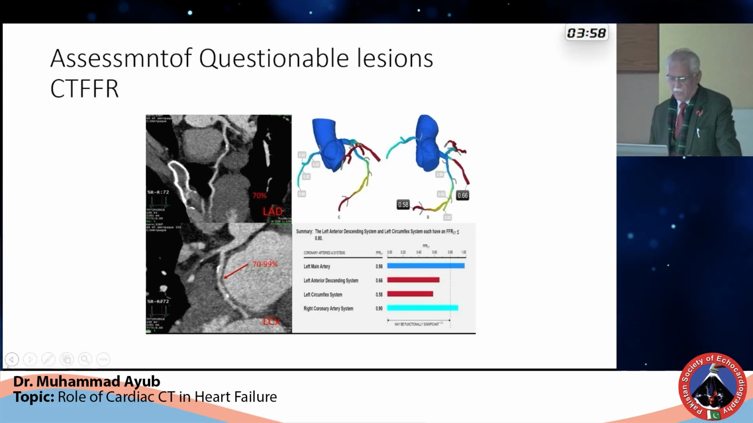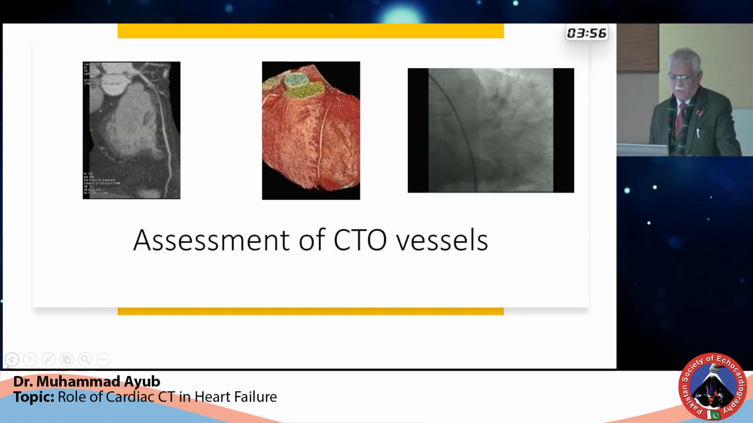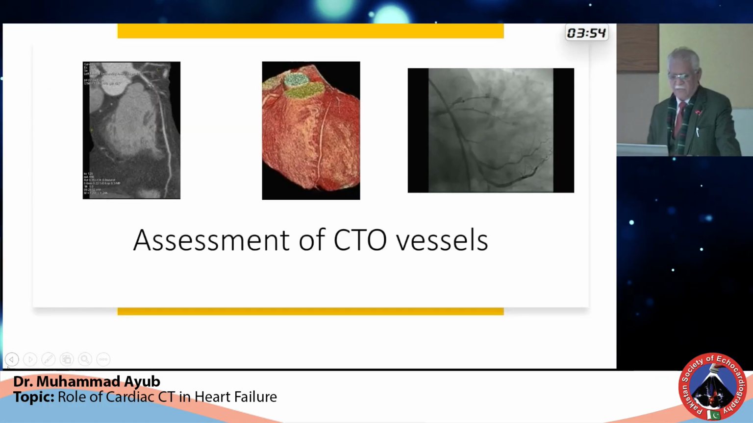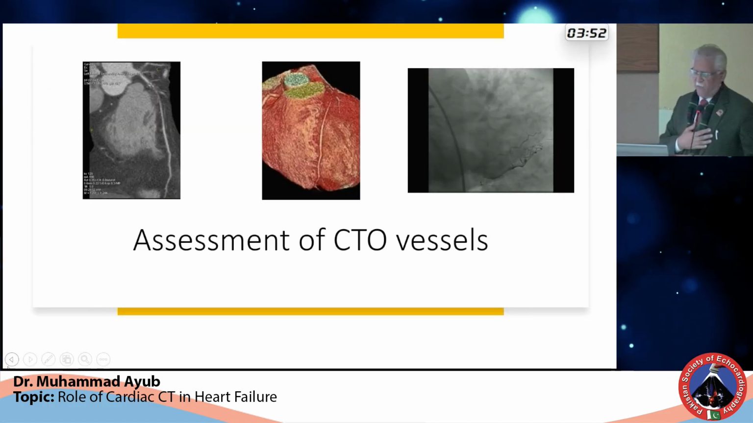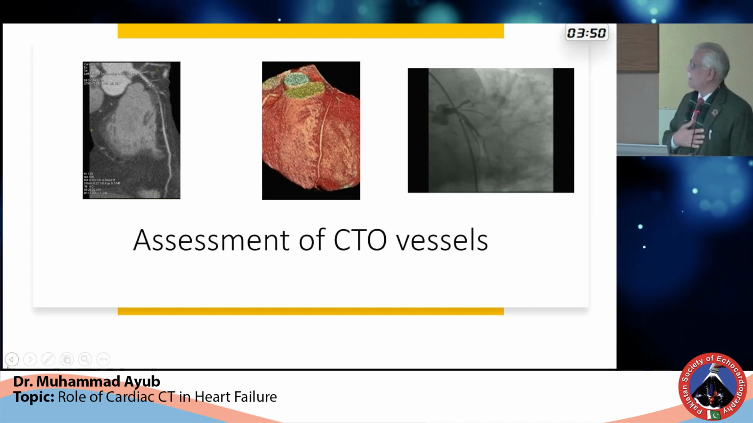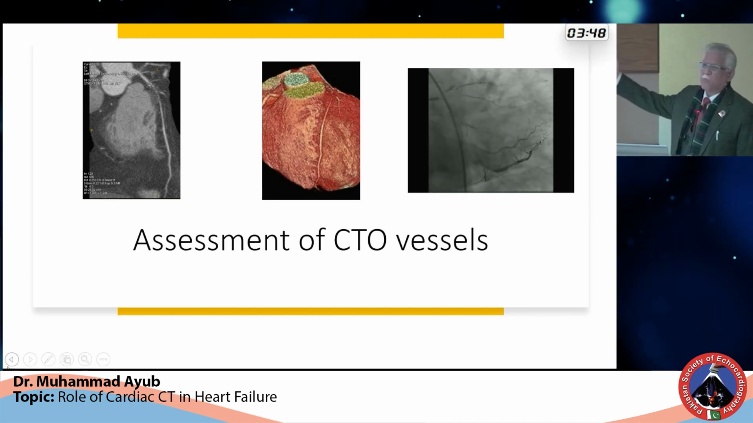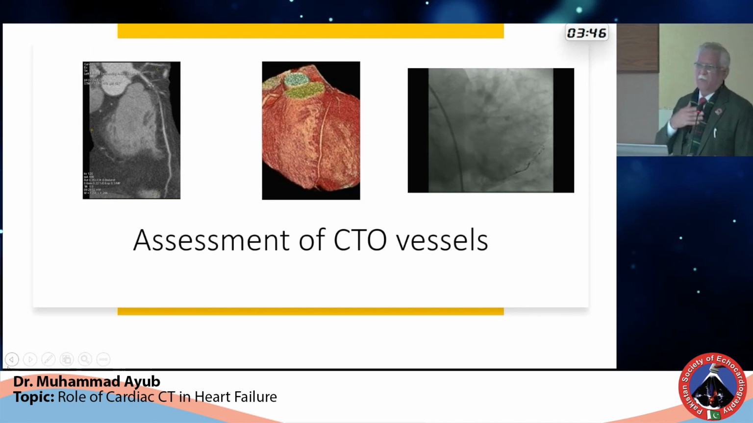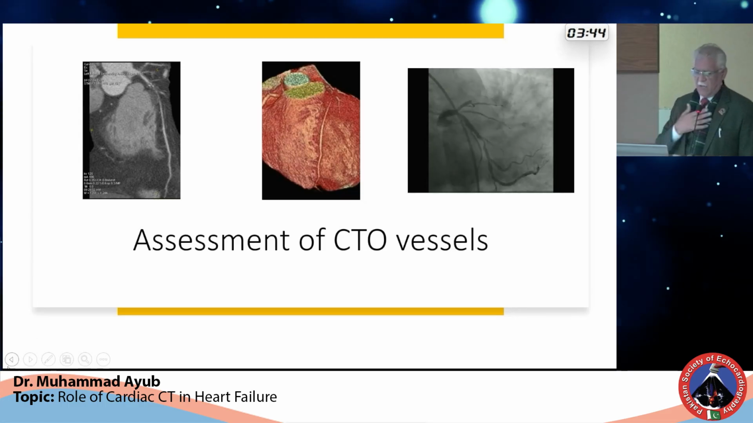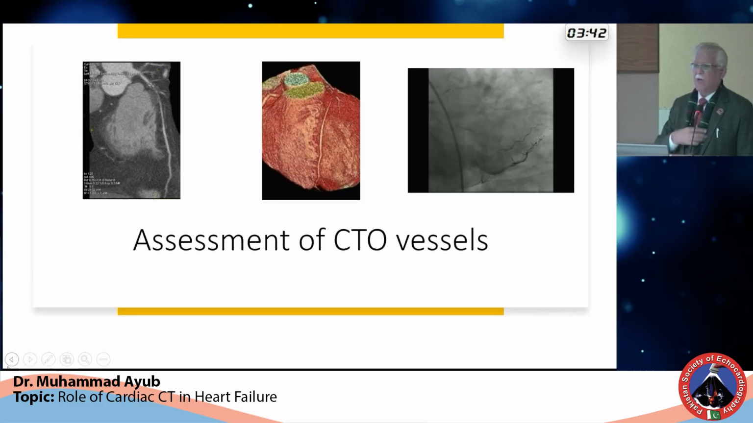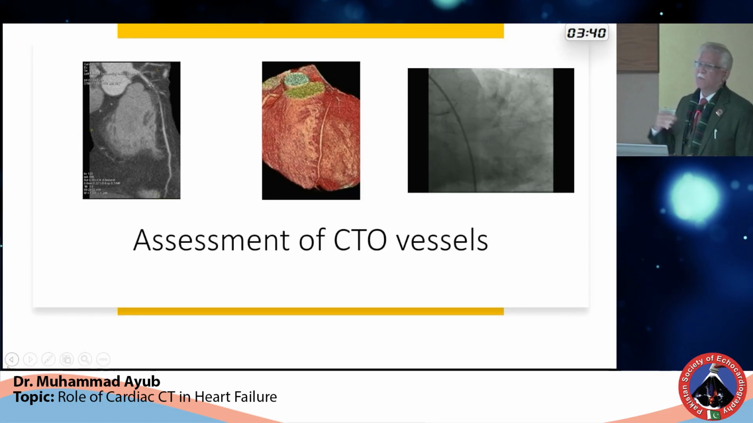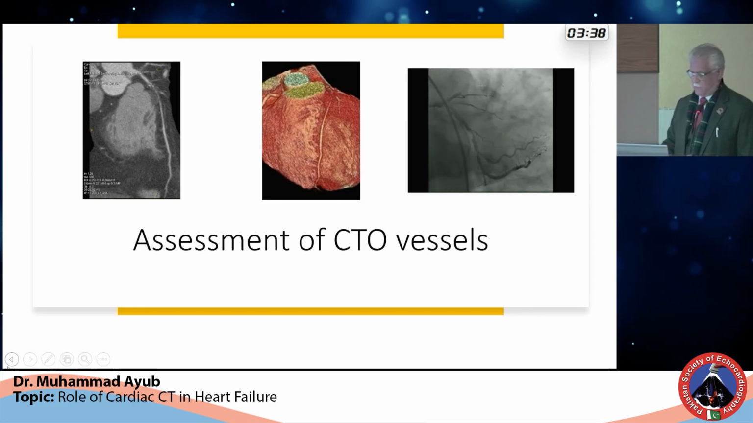CT-FFR is a good tool for defining the significance of any lesion. Here in this case the CTO lesion was defined very well with cardiac CT. In conventional angiography, you just see the stump of the vessel. You don't see what is beyond. But in the CT, you see a very nice lumen of the LAD, and this was a good case for revascularization.